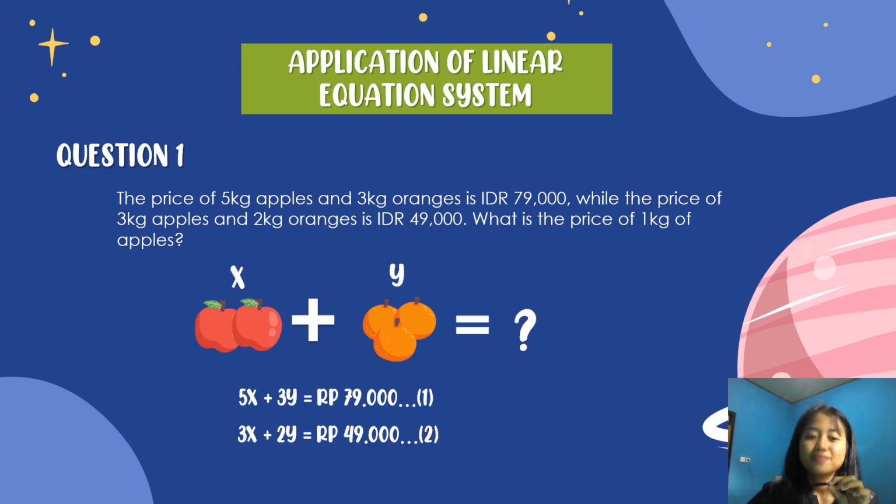Then, let's take apples as the variable x, and oranges as the variable y. So we can arrange what is known, and it is found that there are two linear equations with two variables. Namely, the first equation is 5x plus 3y equals 79,000 rupiah, and the second equation is 3x plus 2y equals 49,000 rupiah.